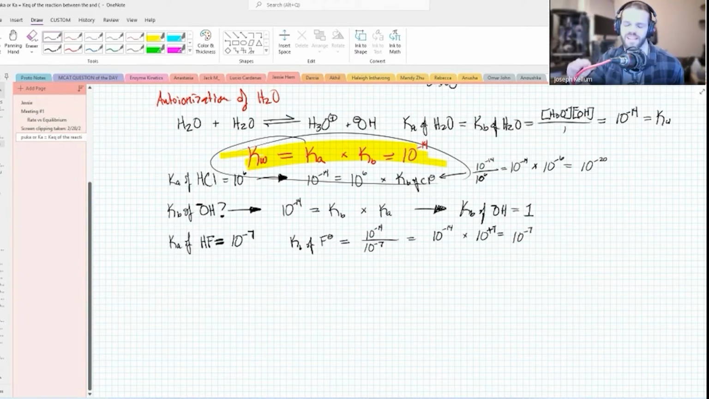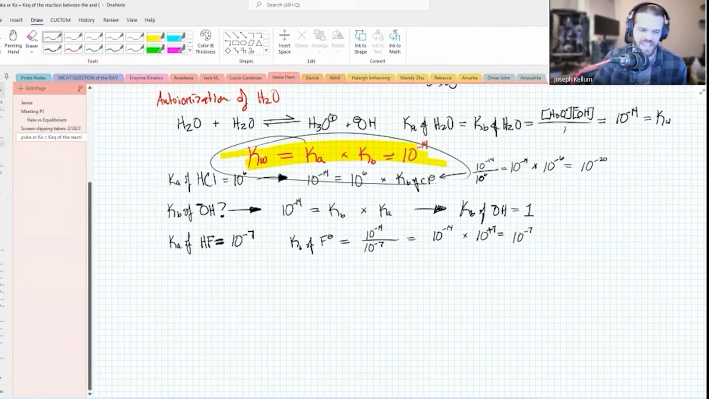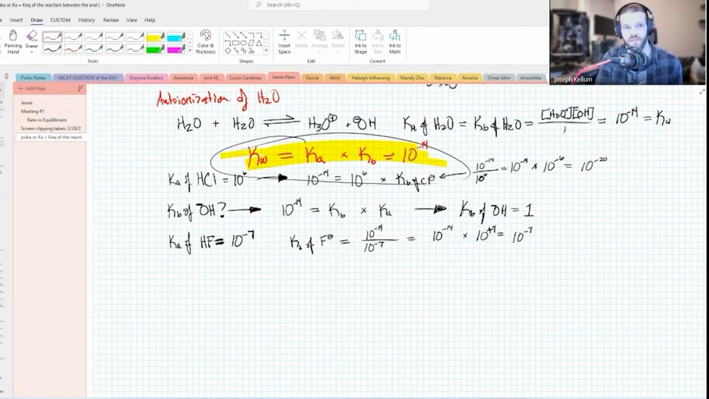So F minus is not actually a strong base, but it is a base. And so because it is a base, that means that the acid can't be a strong acid, because the base wants to react with stuff. See what I'm saying? Okay. So that is a bunch of stuff about Ka.